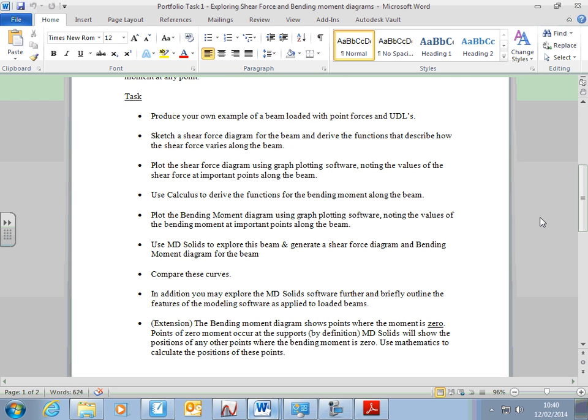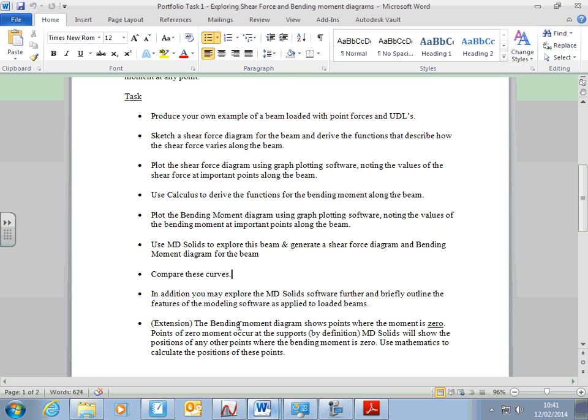Then, for the second part of the portfolio, you use MD Solids to explore this beam. So you put your example into MD Solids here, and plot the shear force and bending moment diagrams using MD Solids, and then compare the curves. You'll have done it on Autograph, you'll have done it on MD Solids, they should match. In addition, you may explore the MD Solids software further and briefly outline the features of the modelling software, so you can then have a look at what else MD Solids can do.